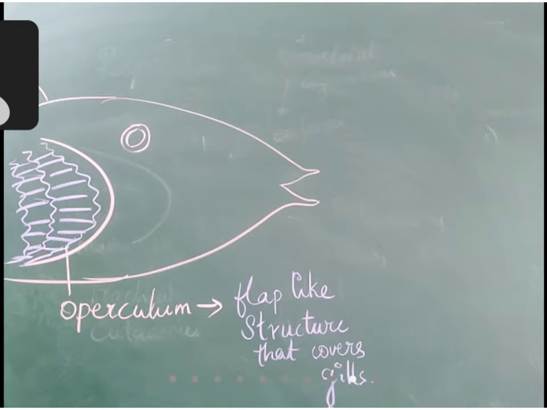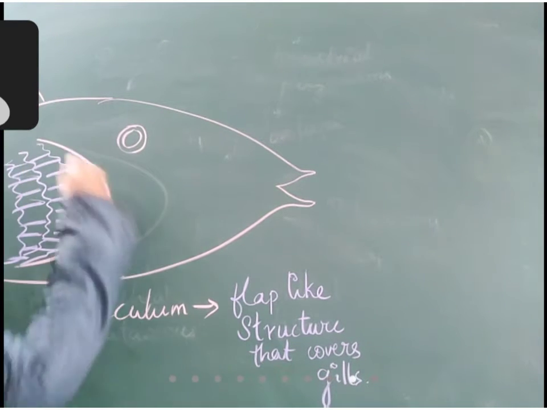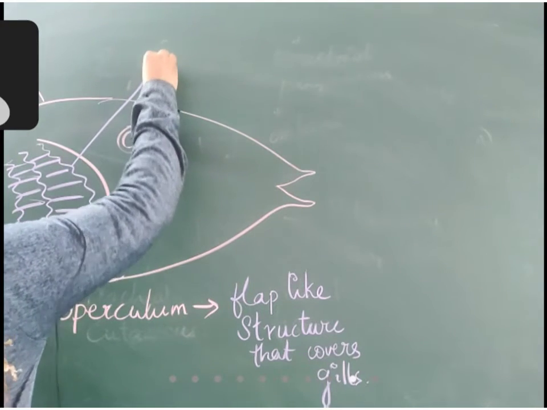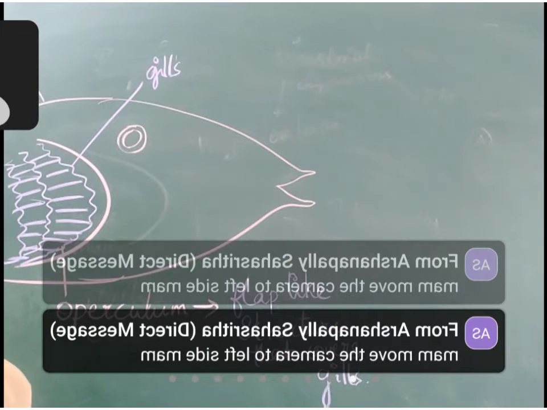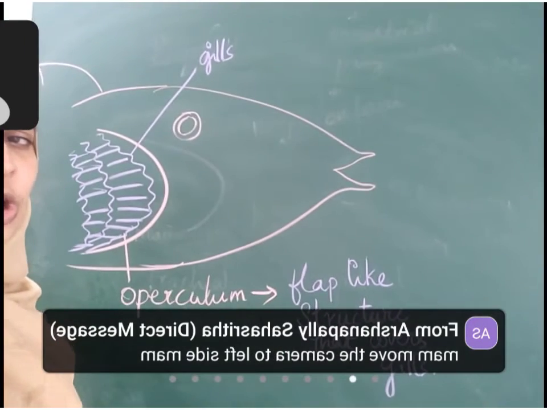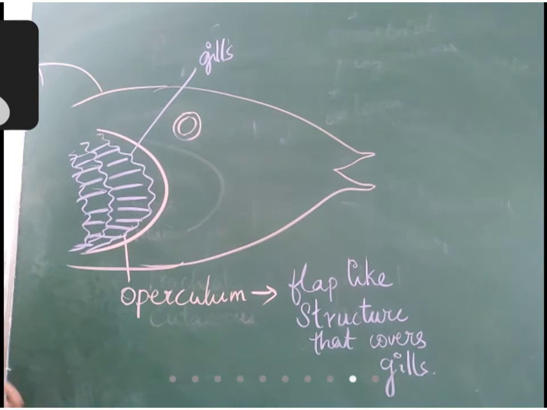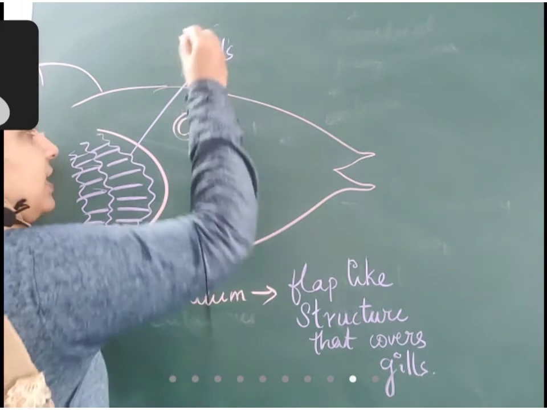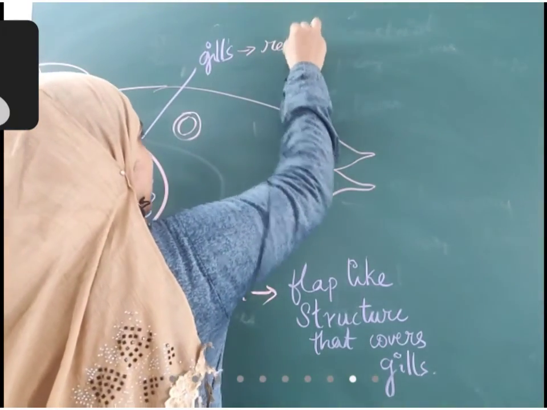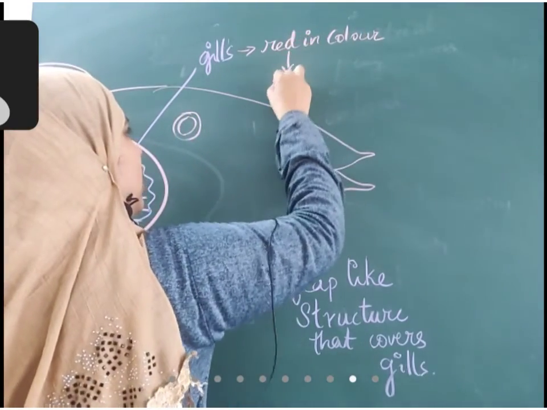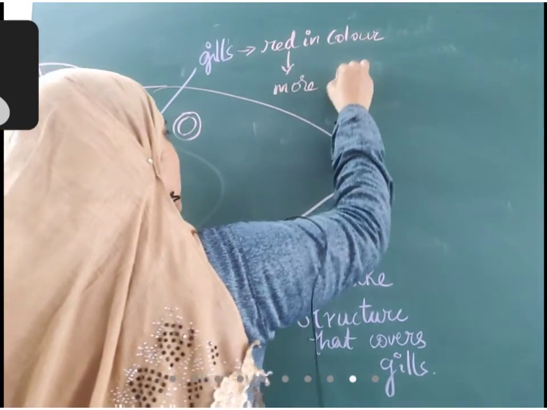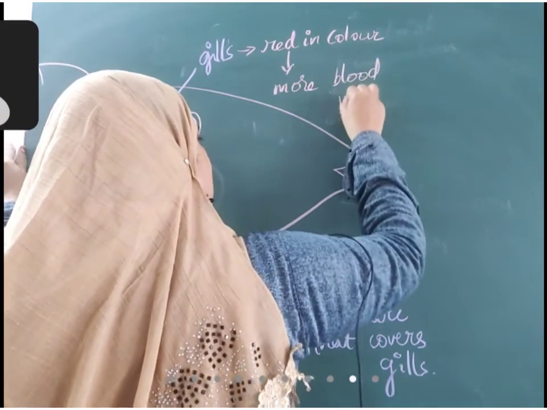These gills are usually red in color and distributed with a lot of blood capillaries. These are gills which are below the operculum if it is present. If operculum is not present, it's just exposed. Okay. These gills are usually red in color. Why are they red in color? They have more blood vessels.